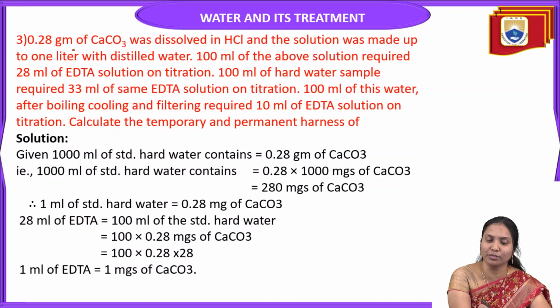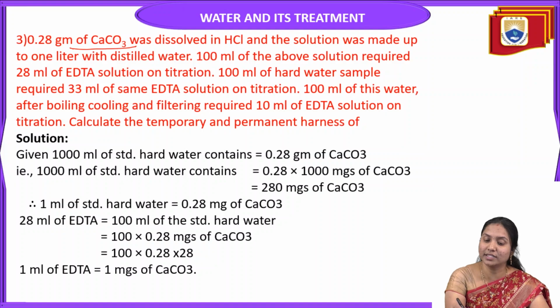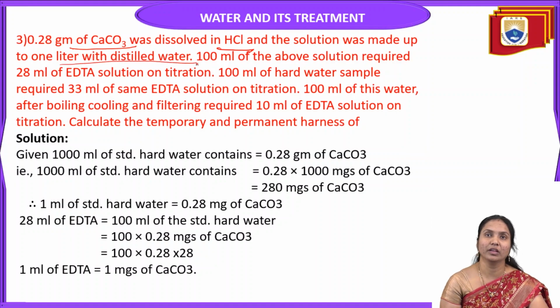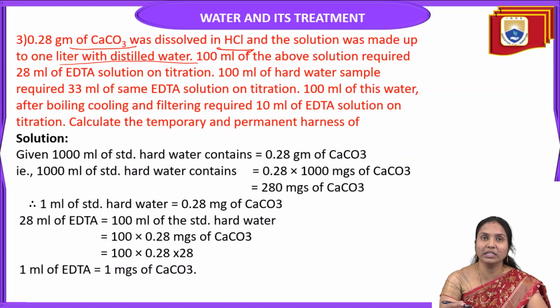0.28 grams of calcium carbonate was dissolved in HCl, and the solution was made up to 1 liter with distilled water. So how can you prepare hard water? Generally, 1 gram of calcium carbonate and a few drops of HCl are dissolved in 1 liter of water, and the molarity of that hard water sample is 0.01. Here, 0.28 grams of calcium carbonate dissolved in a few drops of HCl, and the remaining is made up with distilled water to a total of 1 liter. This is the preparation of hard water.